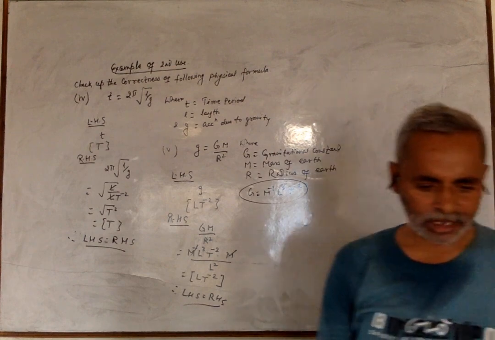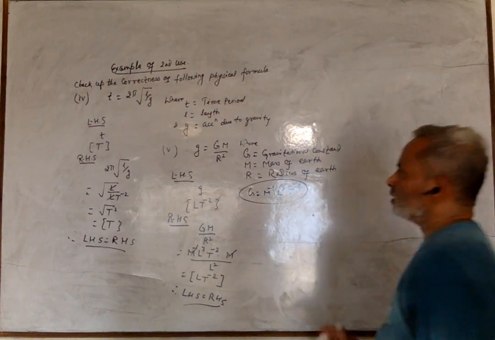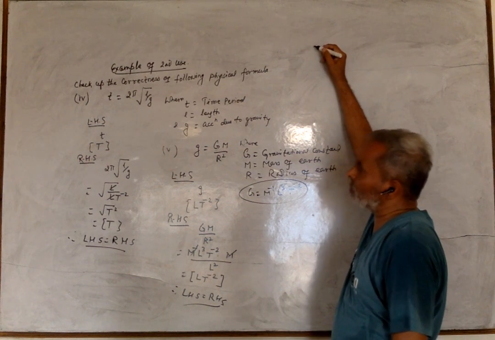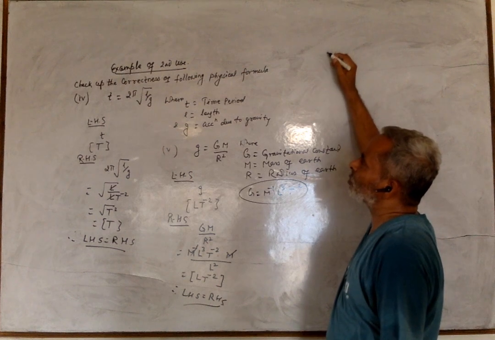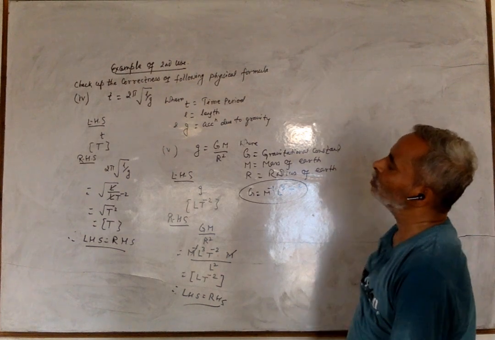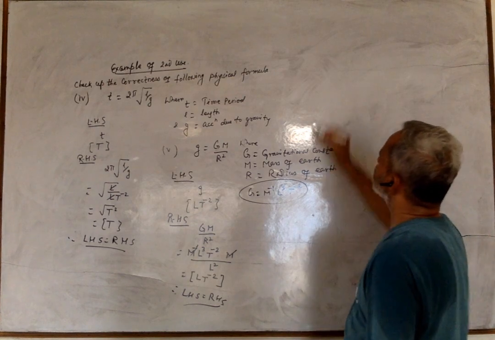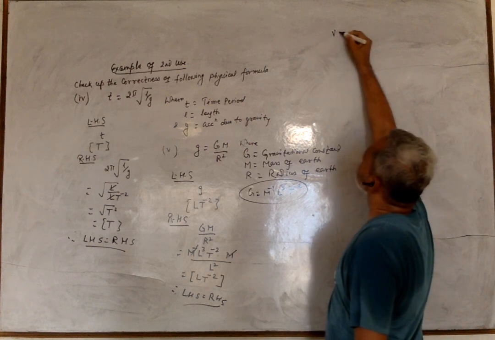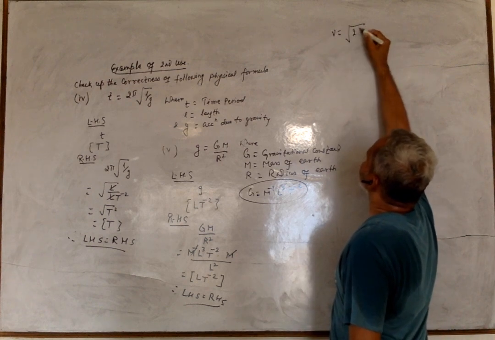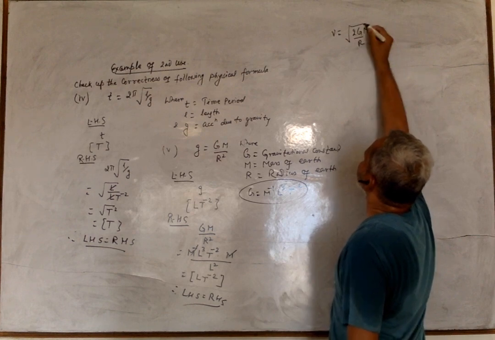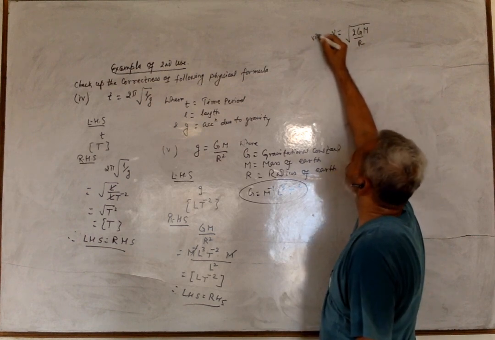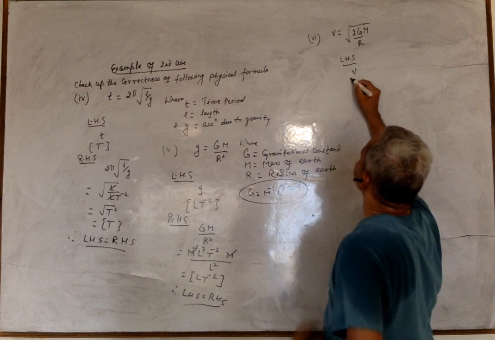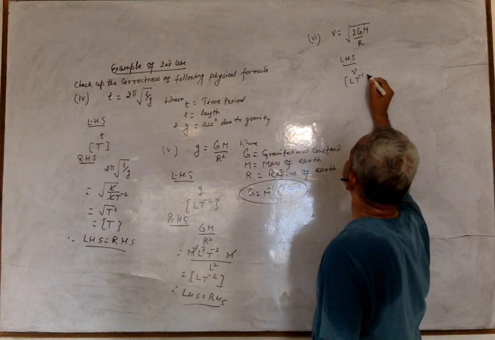Similarly, we can check all the physical formulas, either in 12th class or 11th class. We can check any physical formula by the method of dimensional analysis, knowing the dimension of each physical quantity. Next, V equal to root under 2GM by r. Here V is escape velocity. LHS: therefore the dimension of V is LT^-1.